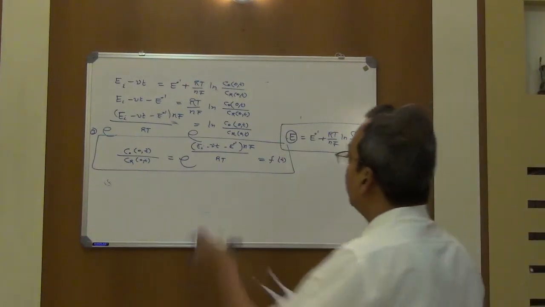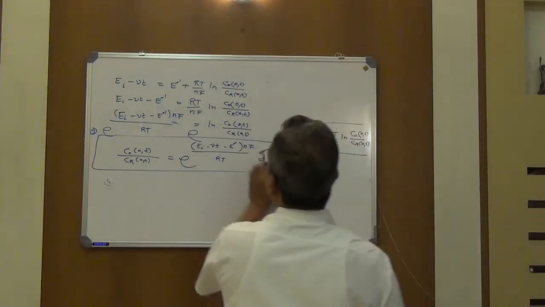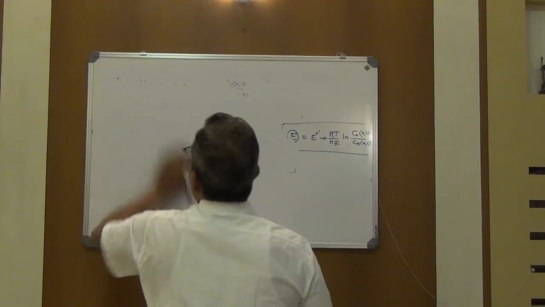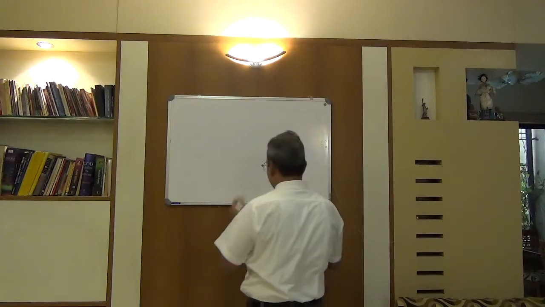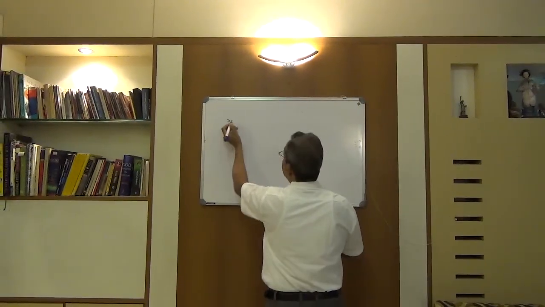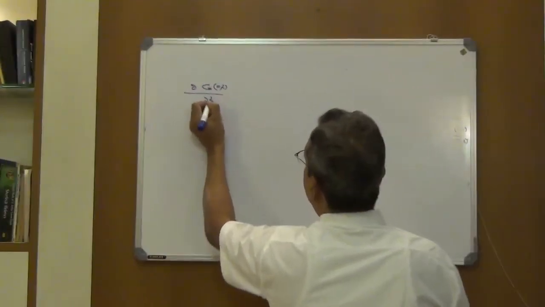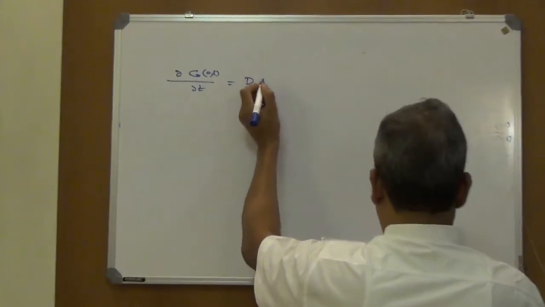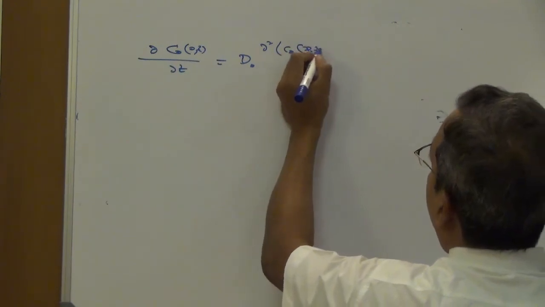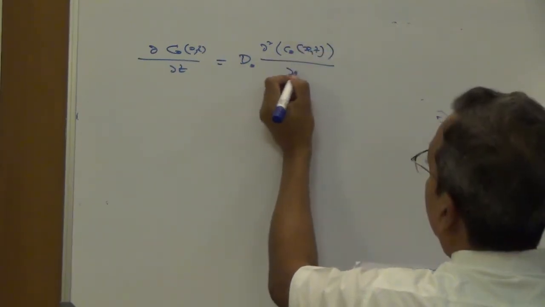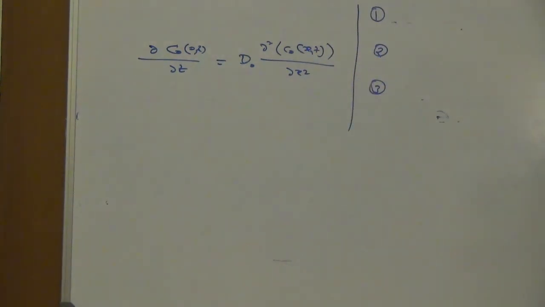If you impose all these boundary conditions, I have to put them on Fick's diffusion law, because our whole process is diffusion controlled. So I have the differential equation, which is Fick's diffusion law, dC_O(x,t)/dt is equal to D_O d²C_O(x,t)/dx², and I put these 1, 2, 3 boundary conditions and solve this equation.